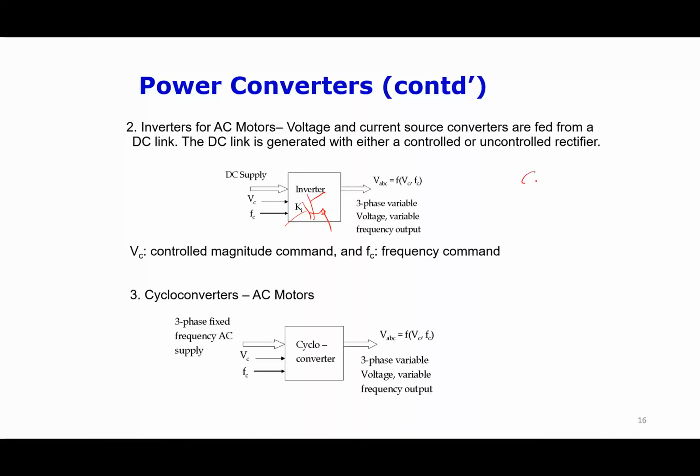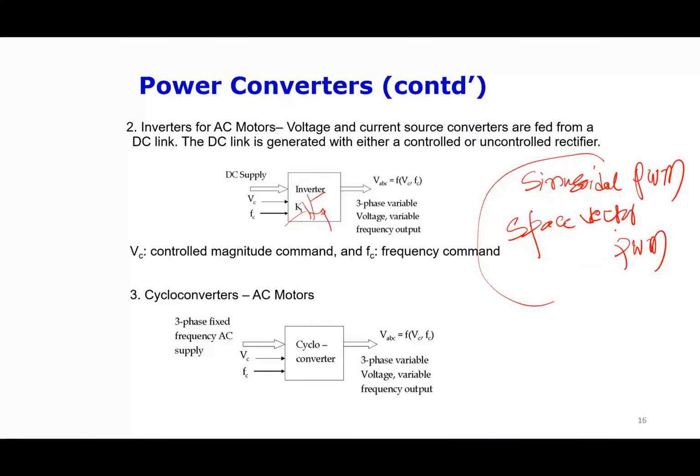We can use sinusoidal pulse width modulation, or space vector pulse width modulation. So if you have taken EC 6305, you must have already studied this one, so please go through them again. The space vector modulation, or space vector pulse width modulation, is most commonly used in the drive systems these days. Okay.